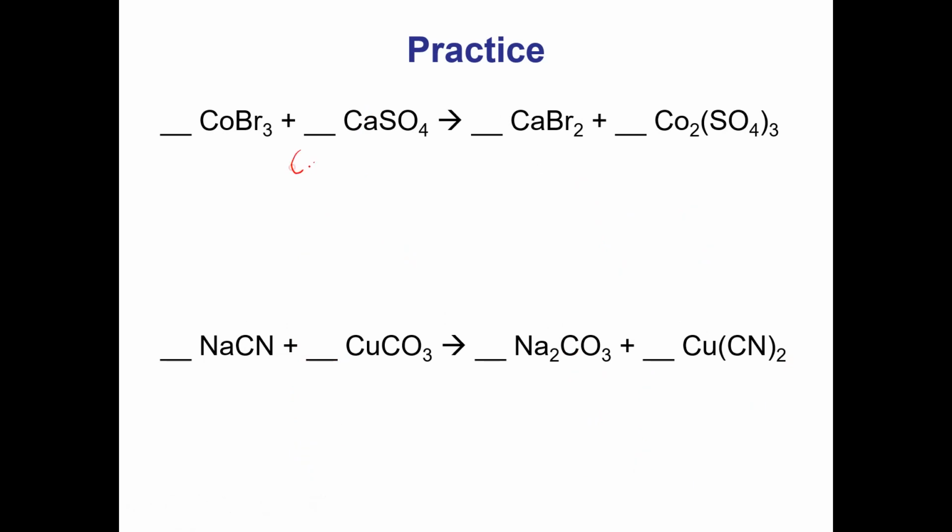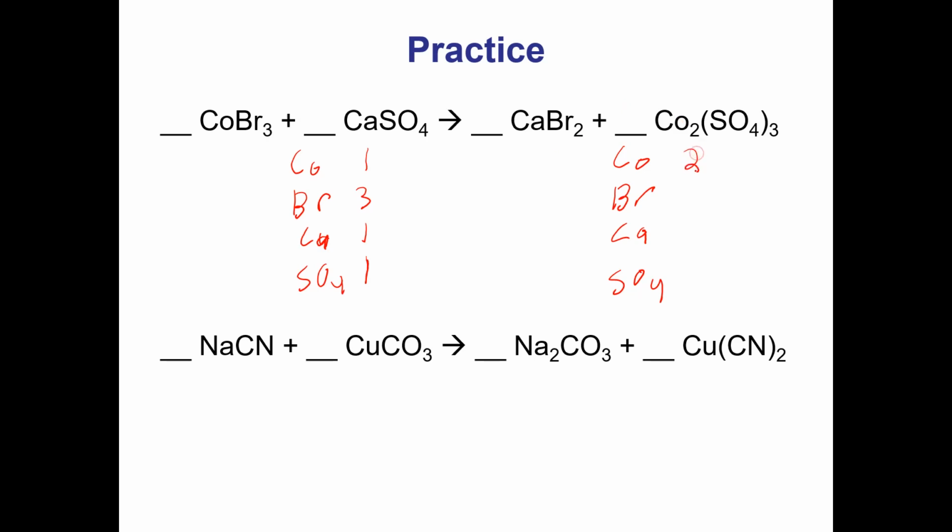So we have CO, Br, Ca, calcium, and since sulfate stays together, I'm going to balance that as a unit. So I'm going to do the same thing on the other side. So if I go through and count this up, I have 1 cobalt, 3 bromines, 1 calcium. Since sulfate does not have a parenthesis around it with a subscript on the outside, that means there's only one sulfate.